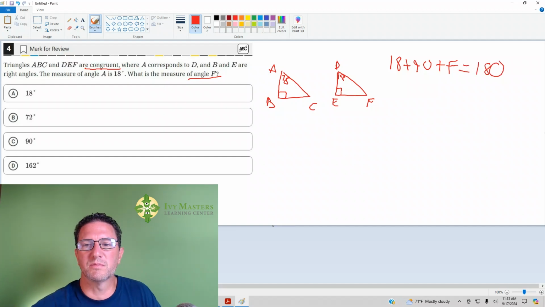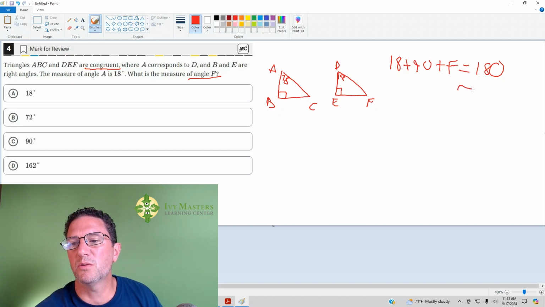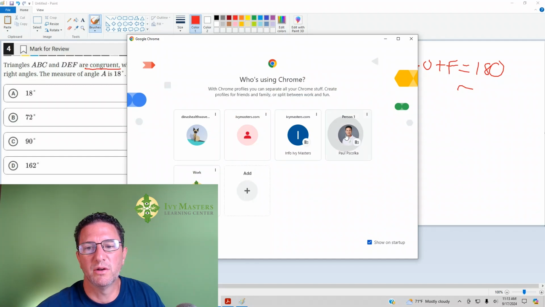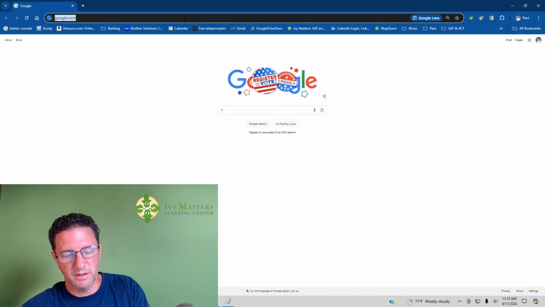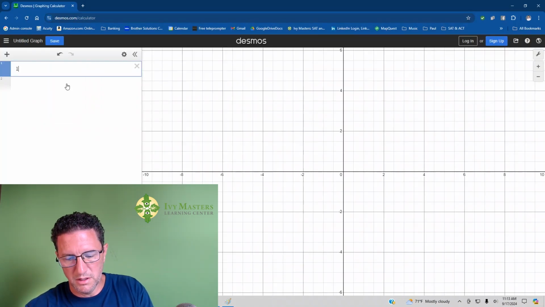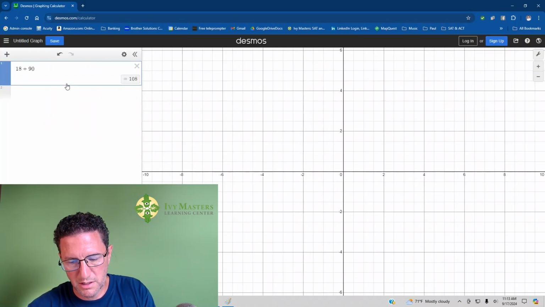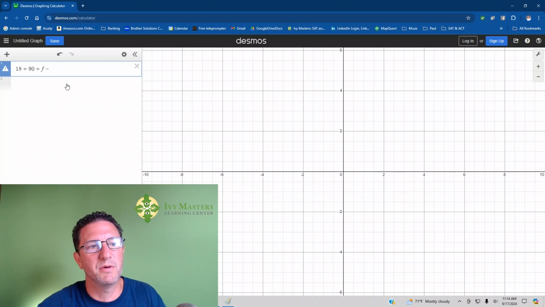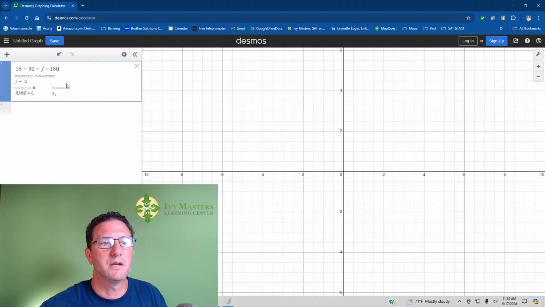And here's a little something something. You could plug this right into Desmos, only instead of using the equals, use the tilde. So I've got 18 plus 90 plus F equals 180. Let me run right over here. And Desmos. 18 plus 90 plus F tilde, shift, upper left of your keyboard, below the escape and above the tab, 180, and you get your answer.